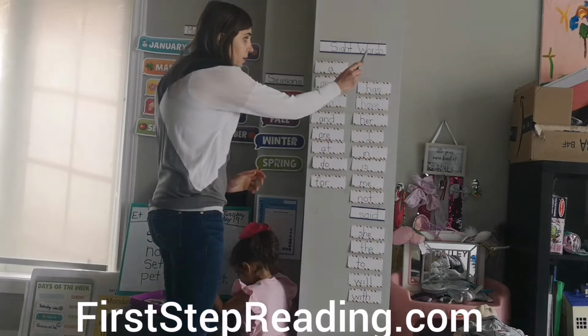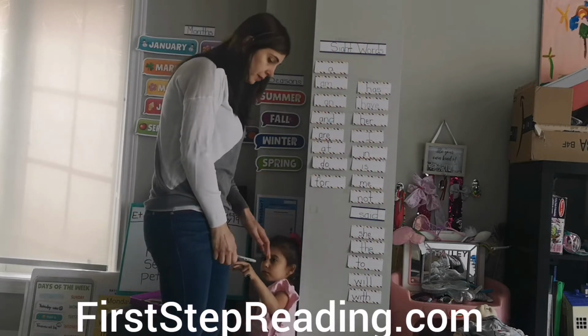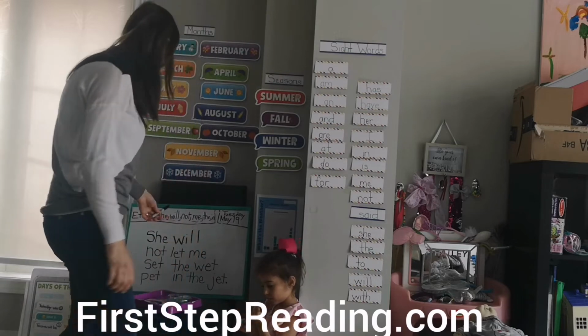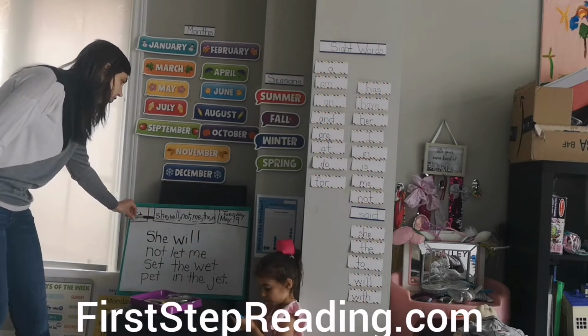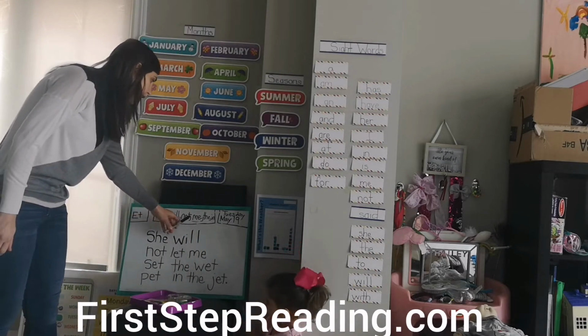So these are our sight words that we're going over. I added the new ones. The new ones for today are she, he, will, and me.